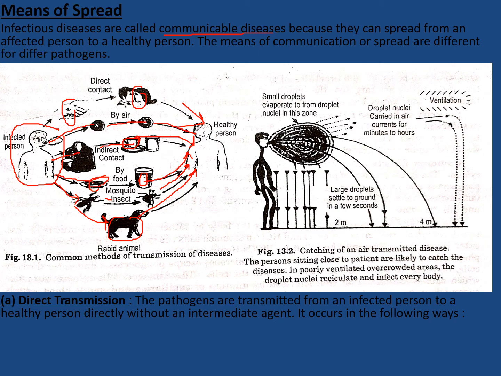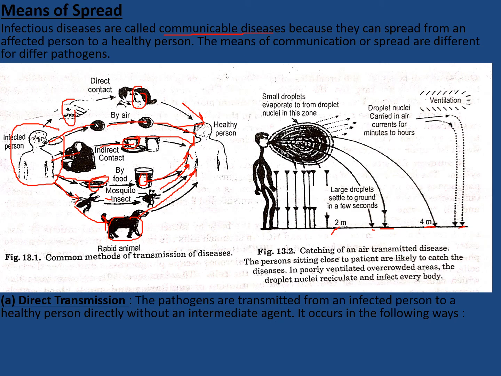And here also the airborne diseases: during sneezing, millions of droplets are coming, and look here, the larger droplets will travel 2 meters, and the little smaller ones, the last ones, will go till 4 meters. Look here, till 4 meters this droplet will travel. Because of that, it can easily transfer to the healthy persons. This is how the spreading of the disease is done.